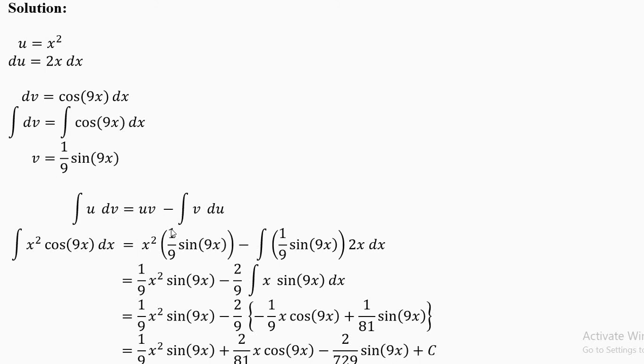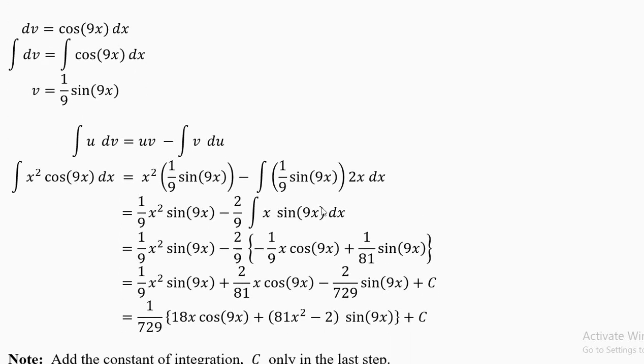Use the main formula, you'll get integration of x square cos 9x is x square. Copy this v in here, which is 1 by 9 sine 9x, minus integration of 1 by 9 sine 9x and du. Du is 2x dx. Copy this 2x, it is very important, otherwise your answer will be totally off the mark.